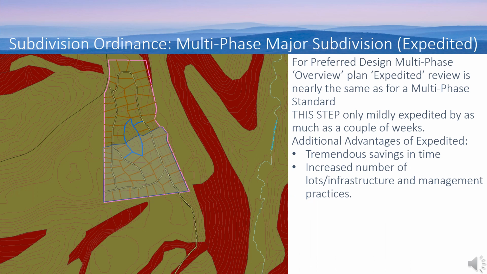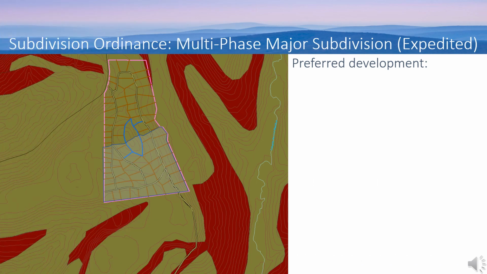In contrast, for expedited review of multi-phase developments that meet preferred design, the overview plan review is nearly the same as a multi-phase standard, and the timeline for this step is only mildly expedited by as much as a couple of weeks. The same incentives apply, like deferred taxing and site management advantages, provided to encourage this phasing. However, for the phases inside of an expedited process, there are tremendous savings in time, number of lots and infrastructure, and management practices.